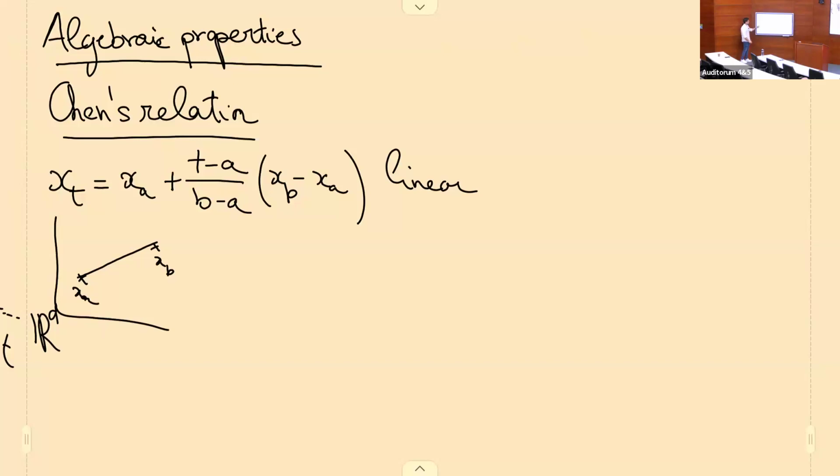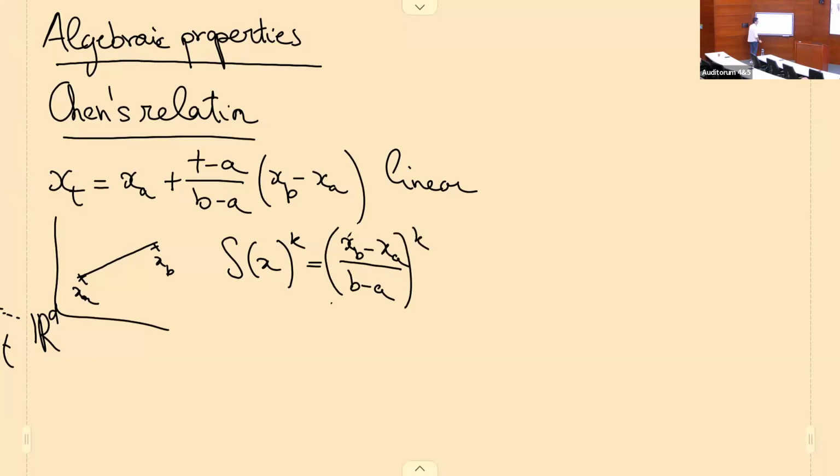Okay? So if I want to compute the signature of this d-dimensional straight line, then very simply, this is differentiable, so I can just evaluate at level k the iterated integral of the derivative. But now what is the derivative of this? It is just a constant, so I can put it outside: x_b minus x_a divided by b minus a, and I need to raise it to the power k. And then I have an iterated integral of the usual du_1 to du_k, and this is between a and b. Okay?